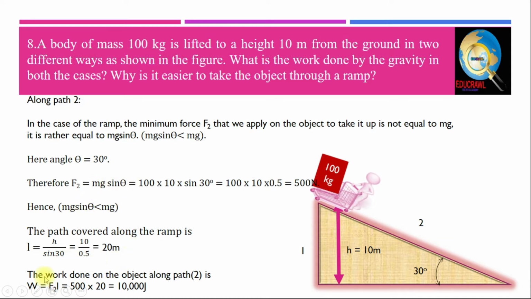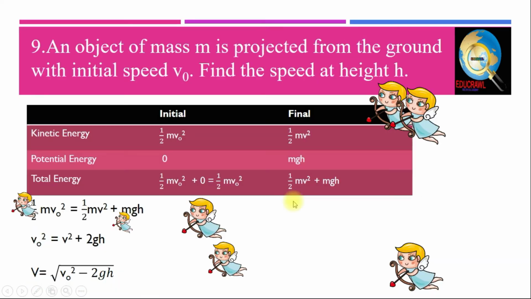So the work done is given by F dot dr. F is 500 Newton. The distance is the length of the ramp, which is 20 meter. So when you multiply, you get the work done as 10,000 joule.